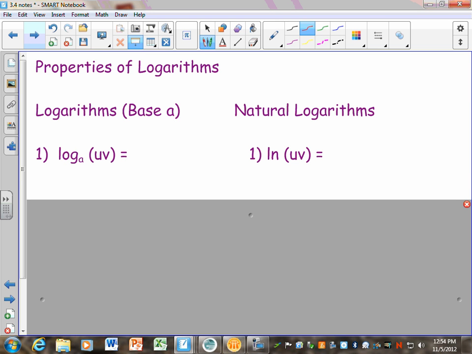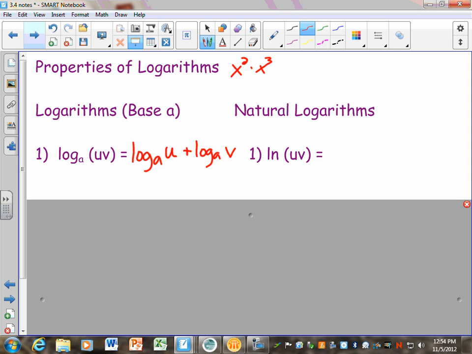These properties come from exponent rules because remember that a logarithm is an exponent. And so if you know your properties of exponents, these kind of make sense. If you're multiplying two exponents, like x squared times x to the third, what do you do with those exponents? You add them. Multiplication, you add the exponents. It's the same thing with logarithms. If you have the logarithm of something multiplied together, you can actually separate that into addition. Like this is the same as log base a of u plus log base a of v.